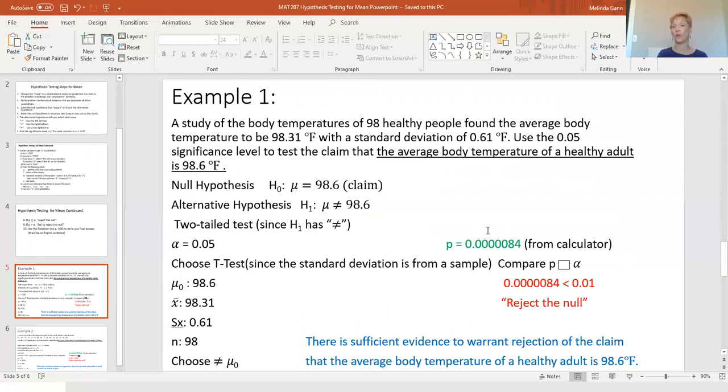Now that's a commonly held belief. You know, when you check to see if you have a fever, usually you think that your normal body temperature is 98.6. So we're trying to find out if that's accurate or not accurate. So we find where it says test the claim that, and then we underline it. That underlined thing is what I turn into a mathematical sentence.